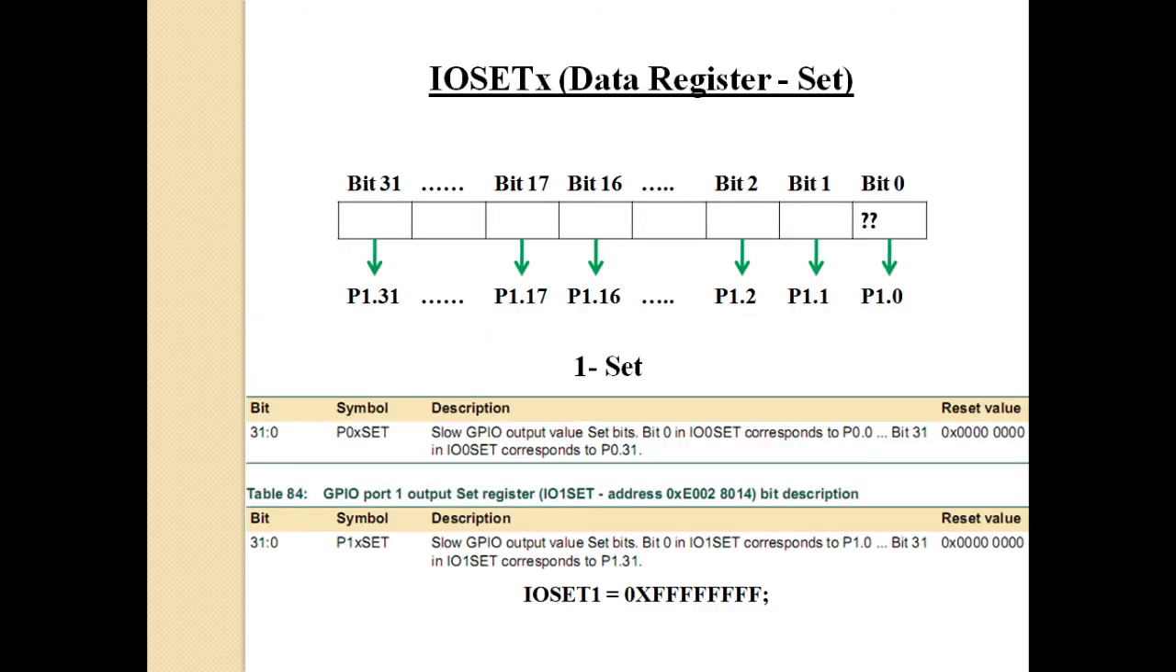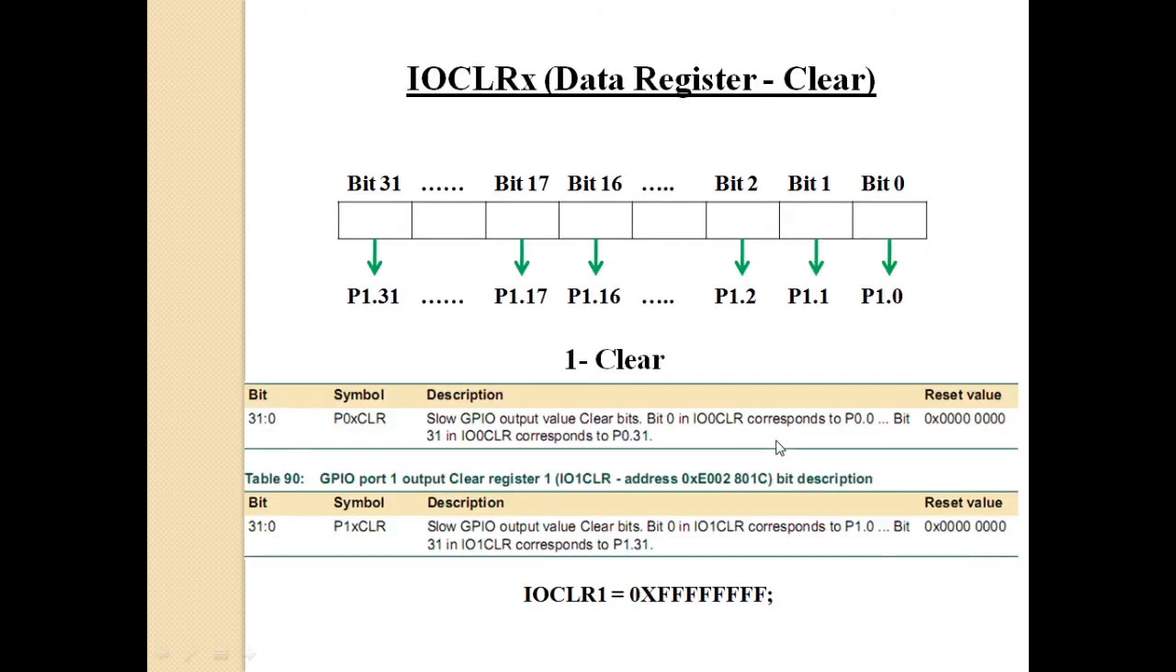For writing or setting the pins, you are using an SFR, special function register, known as the IO set register. Similarly, for clearing a pin, or writing logic 0 to a pin, you have another SFR known as the IO clear register. Again X shows the port number. So I should take the IO clear 1 register. Similar to your IO set register, wherever you are writing 1, the corresponding pin will be cleared.